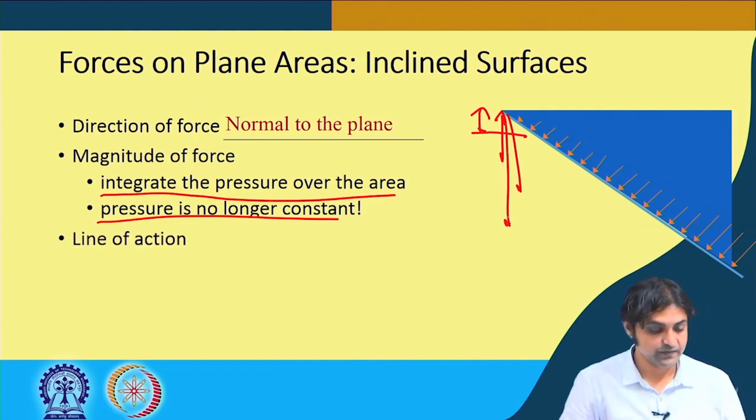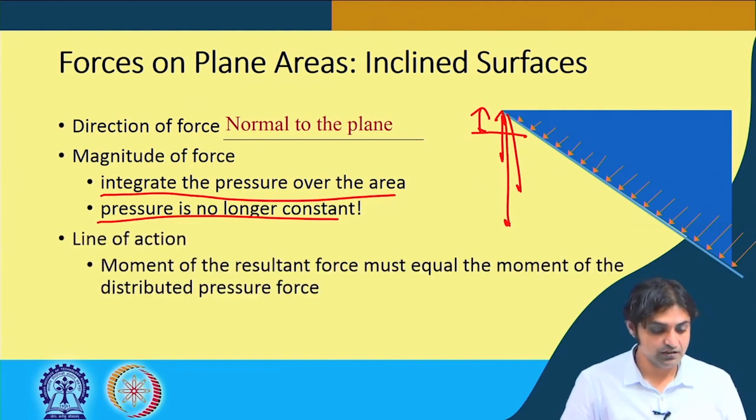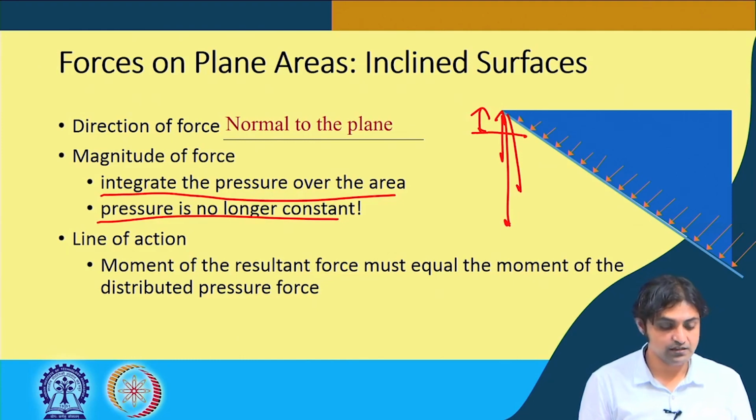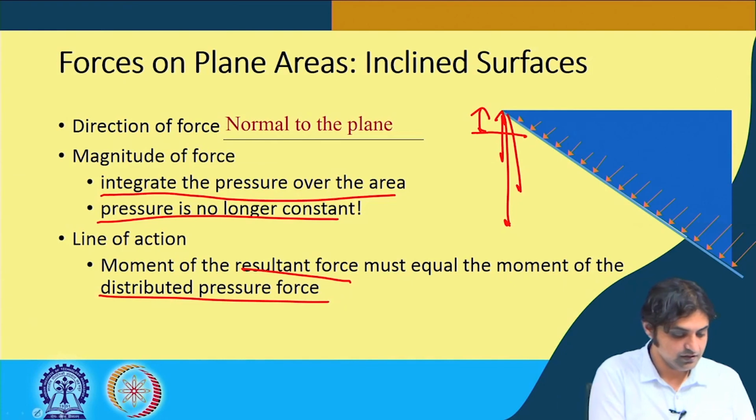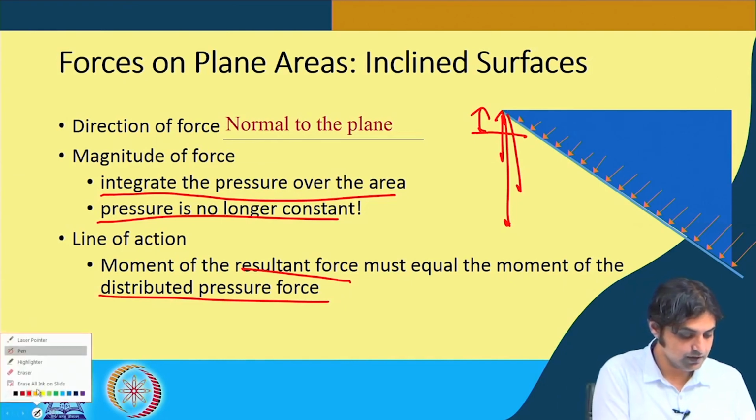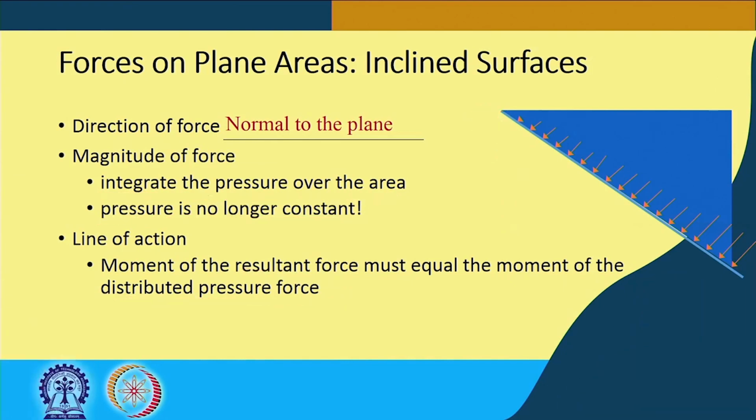What is the line of action? To find the line of action, we have to do the moment balance: the moment of the resultant force must be equal to the moment of the distributed pressure force. We will see soon how we are going to tackle that. I will just erase all ink on this slide. Good.